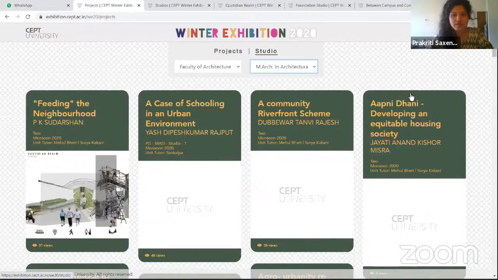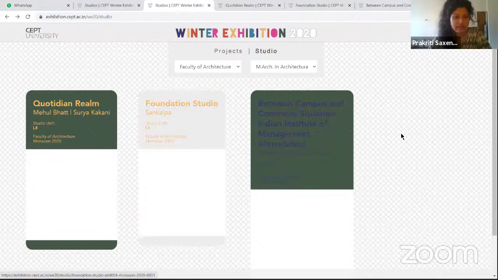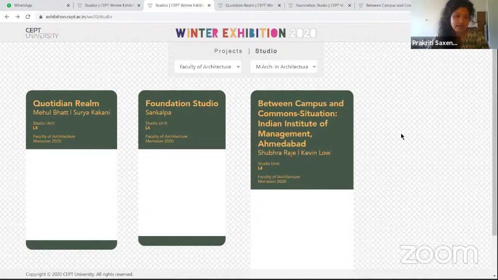So this is basically the studios. We have 3 studios that were conducted this semester. The first being the Foundation Studio, taken by Sankalp. The second one was a studio called the Quotidian Realm, which was taken by Professor Surya Kakani and Mehul Bhatt. And the third is Between Campus and Commons, which was taken by Shubhra Raji and Kevin Lowe. I'll just take you through all of them.